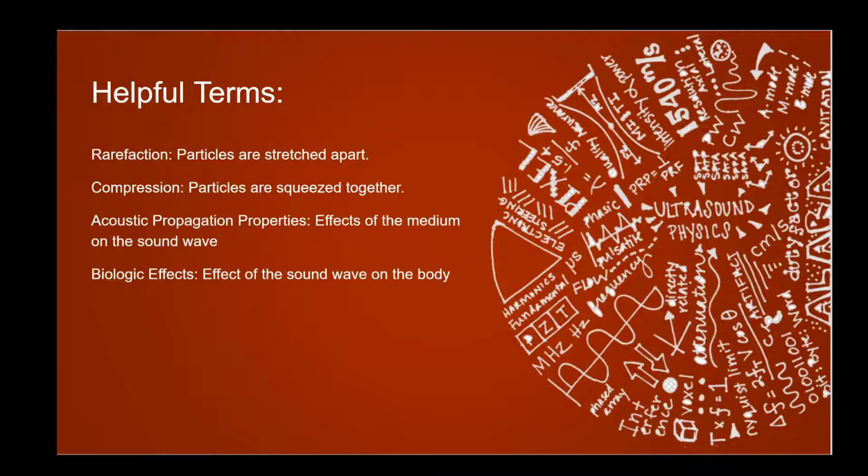Now, the acoustic propagation properties are going to be covered pretty well in this chapter. We're going to talk about how media and sound interact. And then we have another chapter that's just about that. So we will cover that very well in the first part of the book here. At the end of the book, we talk about intensities, and we talk about quality assurance, and we talk about biological effects. What does sound do to the body? What do we need to do as sonographers to protect our patients from the effects that sound can cause? So just a few terms to kind of get us started in this chapter. Otherwise, let's get going on our acoustic variables.